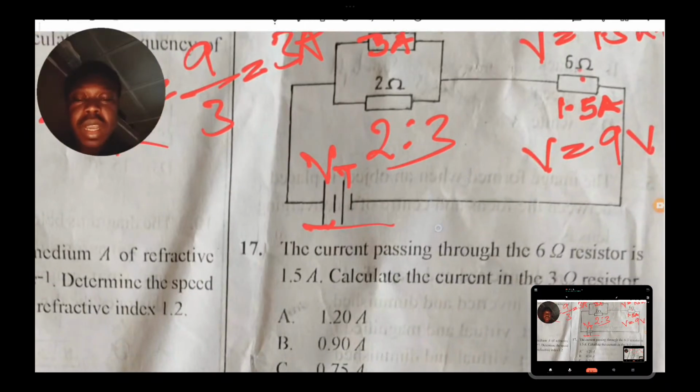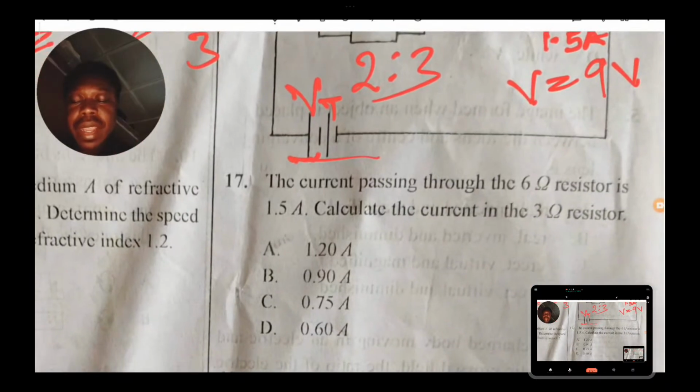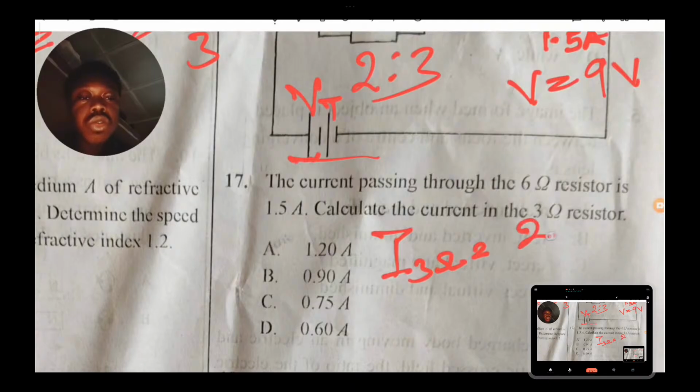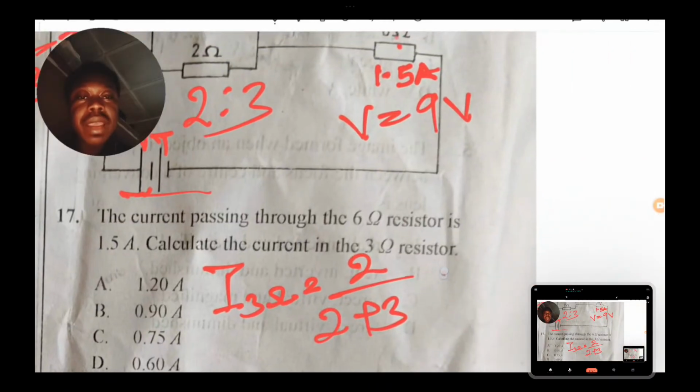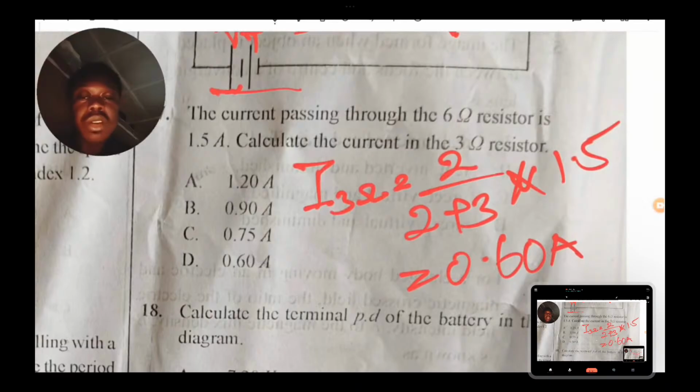3 ohm resistor. So how are we going to achieve this? We can achieve this now by saying I of 3 ohm resistor will equal what? 2 over what? 2 plus 3, alright, multiplied by the current entering, 1.5. Okay, if we do this, let's punch our calculator, then this will give us 0.60 ampere. Is that clear? 0.60. So our answer is option D, 0.60 ampere.